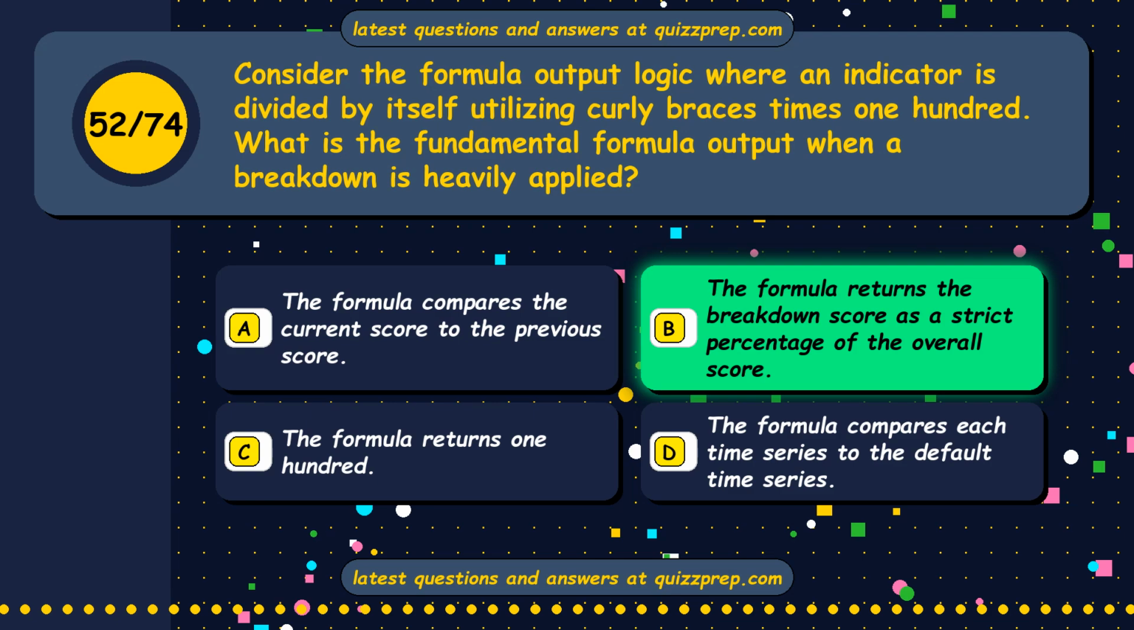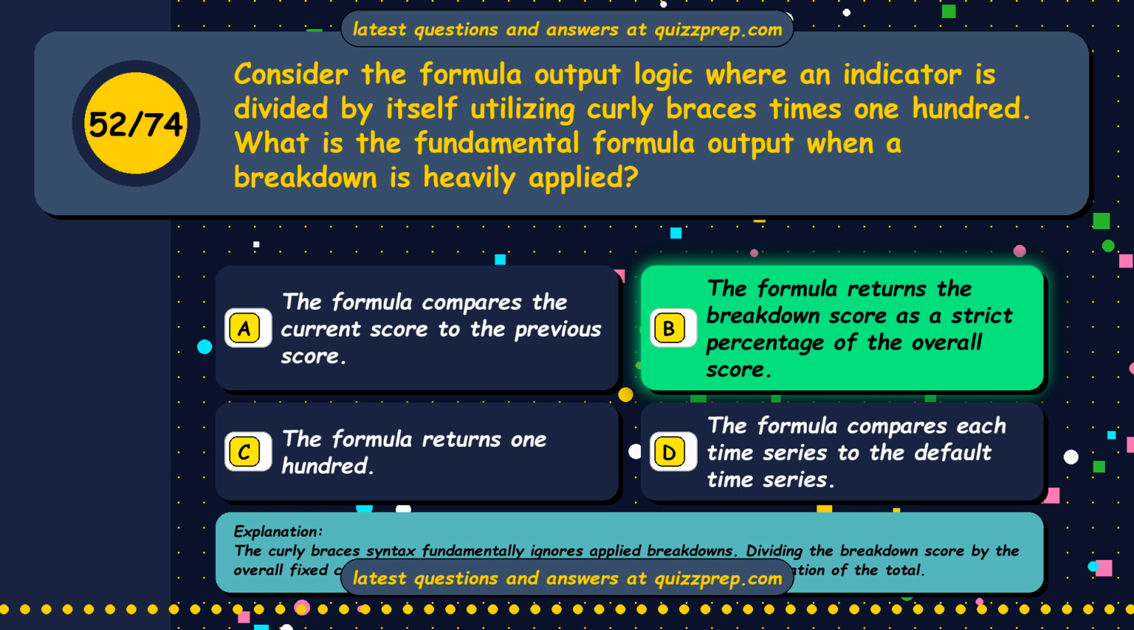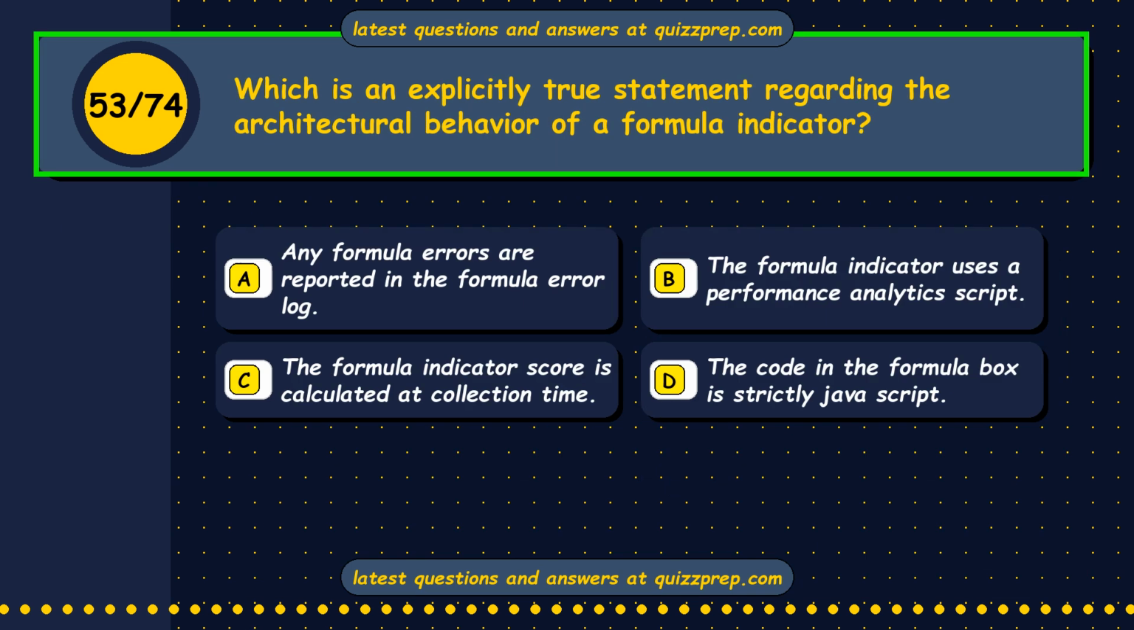The correct answer is option B. The formula returns the breakdown score as a strict percentage of the overall score. The curly braces syntax fundamentally ignores applied breakdowns. Dividing the breakdown score by the overall fixed curly brace score calculates a perfect percentage representation of the total. Question 53. Which is an explicitly true statement regarding the architectural behavior of a formula indicator?